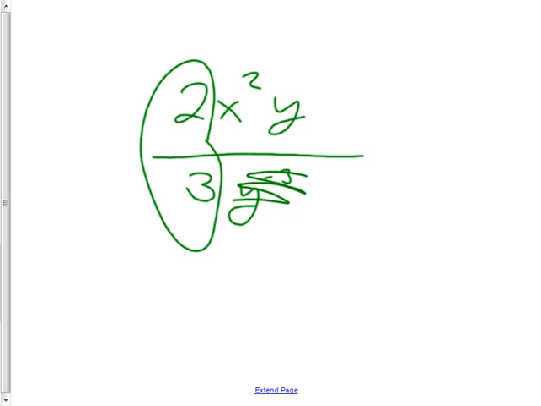So as soon as you put the y to the third up here, you realize, hopefully, that those y's should go together and make y to the what? Y to the fourth. Final answer, 2x squared y to the fourth over 3.